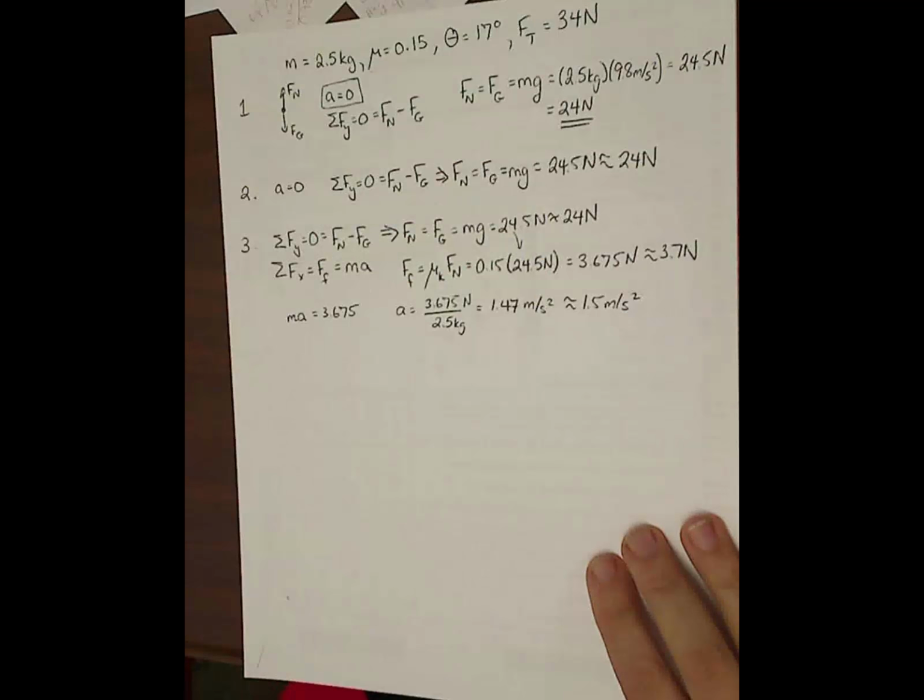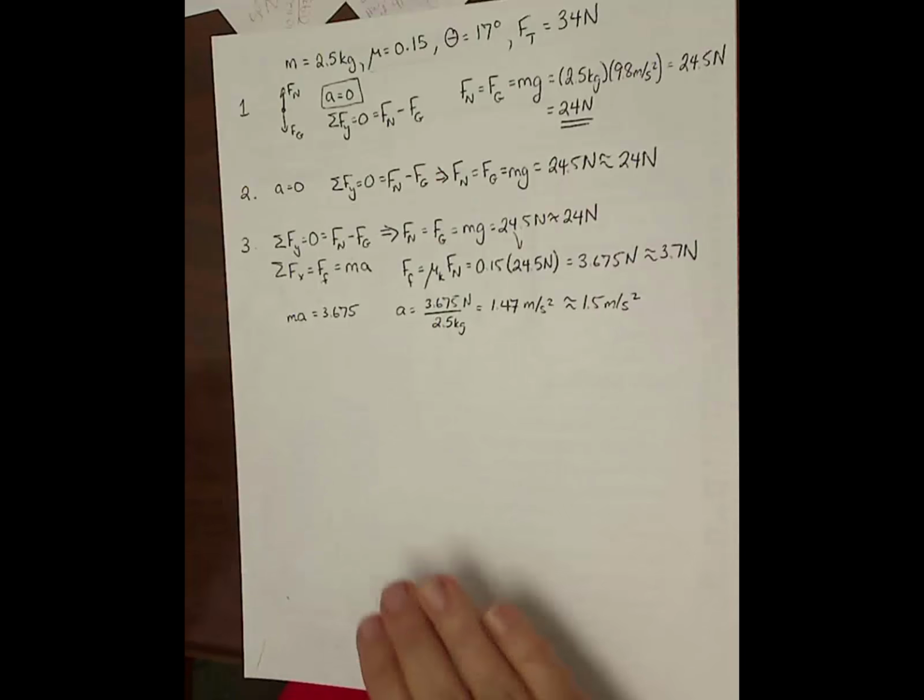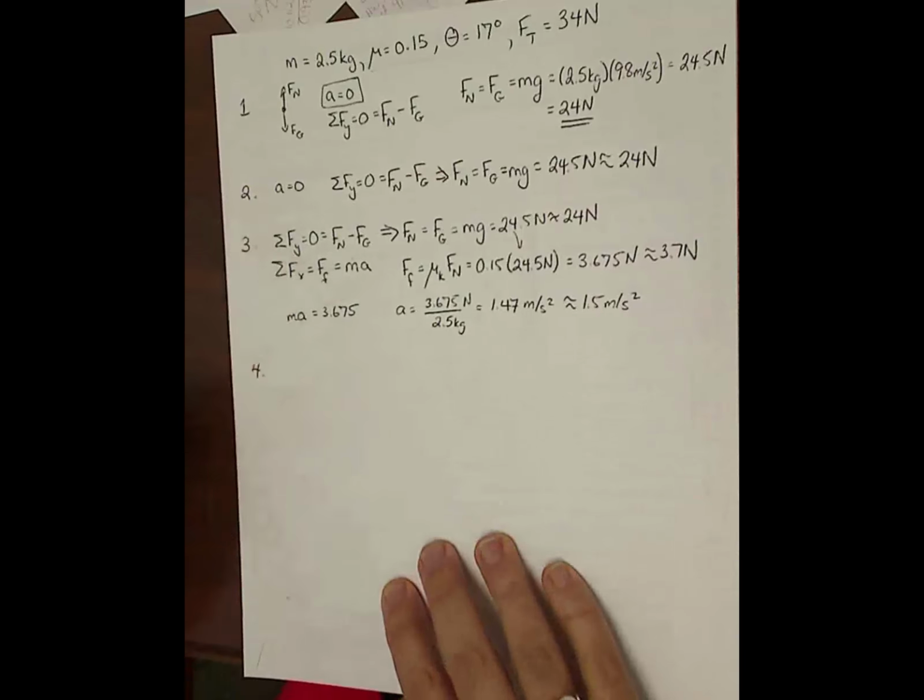And the acceleration is towards the right, and I've got a positive number, so that looks right. Okay, what else? Next one, example 4. Now we've added in a tension. We're pulling over towards the right and slightly upwards.